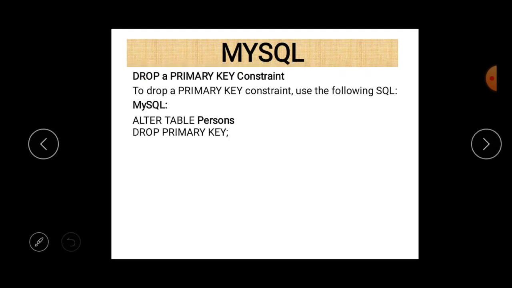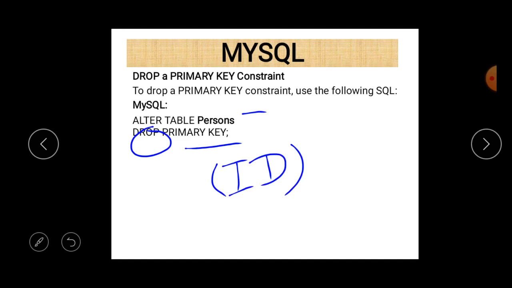Next is drop a primary key. To drop a primary key, we just write alter table person, and after that the keyword drop and then primary key. So the primary key will be deleted. No need to specify the name of the primary key, that is ID in this case, because every table contains only a single primary key. So alter table person, the name of the table, and then the keyword drop, and after that primary key.